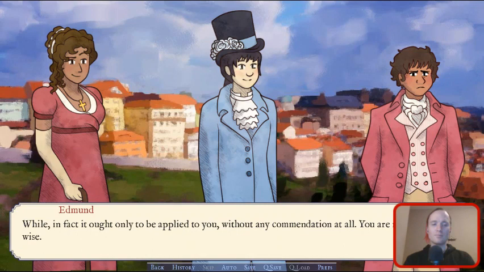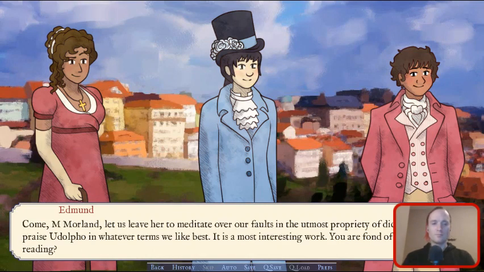While in fact it ought only to be applied to you without any commendation at all. You are more nice than wise. Ooh, dang. Come, Morland, let us leave her to meditate over our faults in the utmost privacy, in the utmost propriety of diction, while we praise Udolpho in whatever terms we like best.